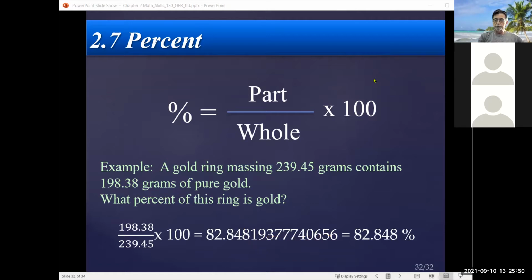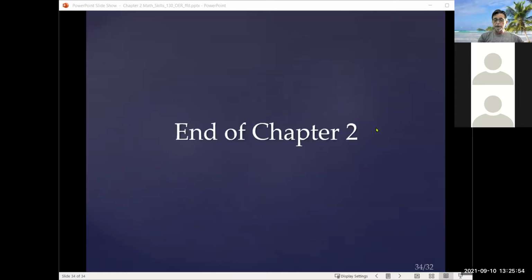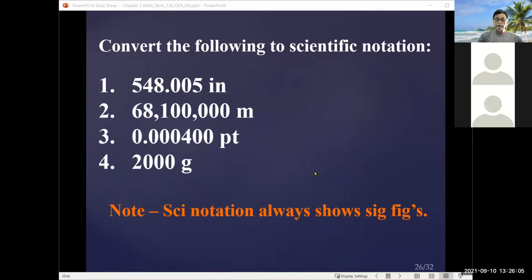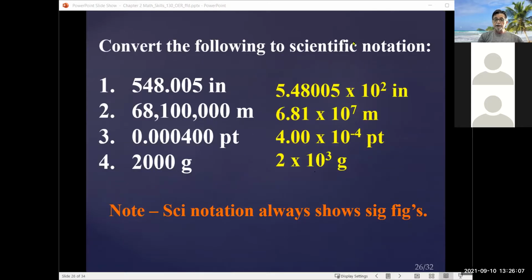All right, that's pretty straightforward. We'll be using that down the road. Okay, that brings us to the end of chapter 2. We're good with that. What we did here kind of introduced some mathematics, but we're going to actually start doing some calculations.